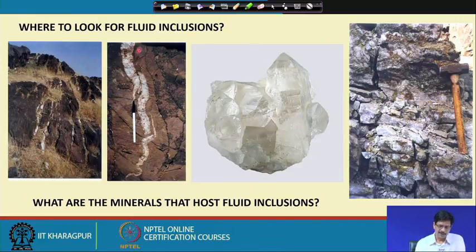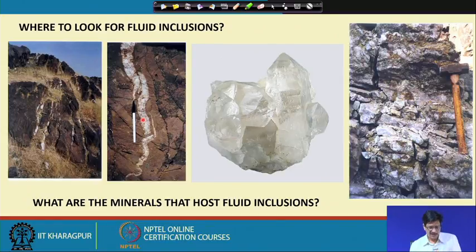This is the same kind of a larger view from the exposure scale, where we can see the quartz vein taking a shape because of the way the fluid could pass through the available open space and deposit the quartz.